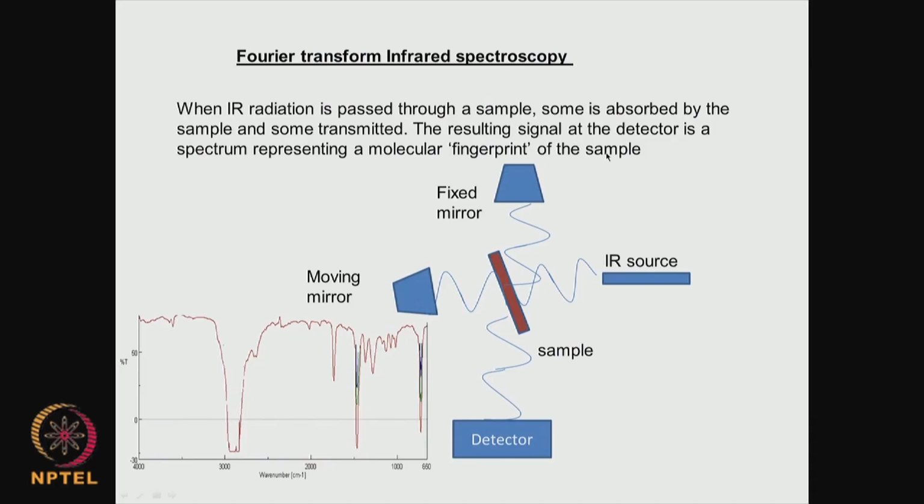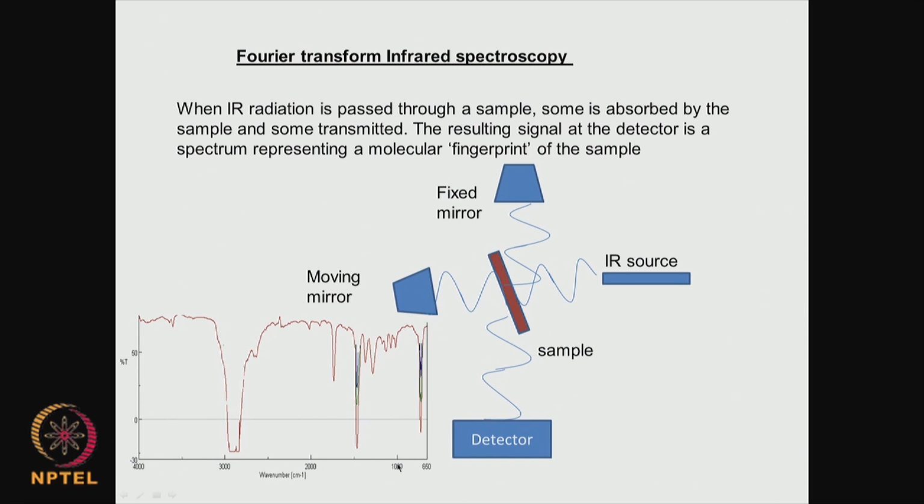If there is a ketonic group like C double bond O, it is very characteristic, and so on. So, this is the setup of an IR. We have the sample, there is an IR source, there is a fixed mirror, a moving mirror, and then there is a detector. So, this is a typical spectrogram.